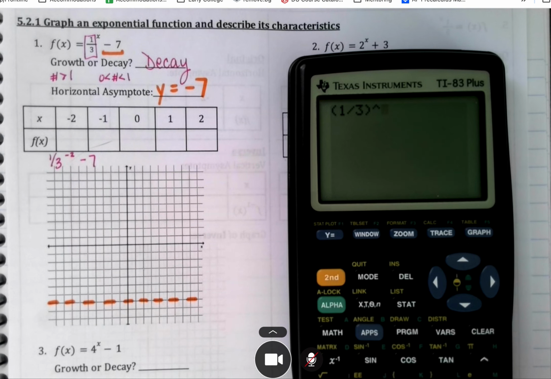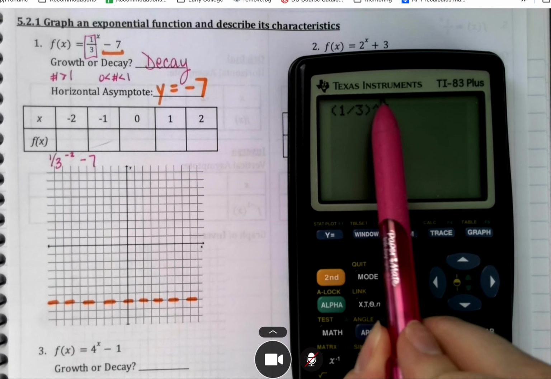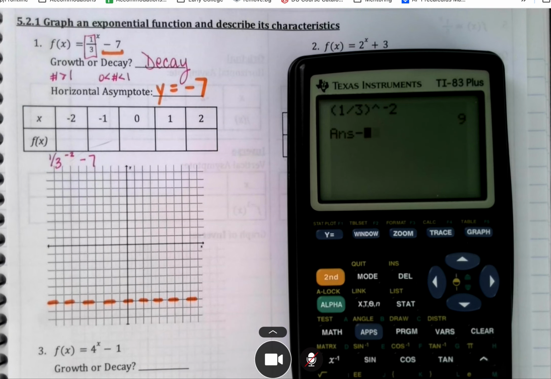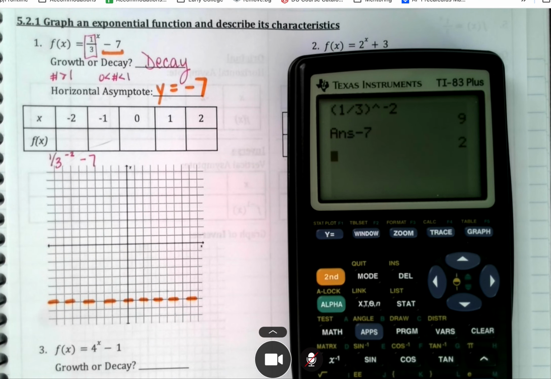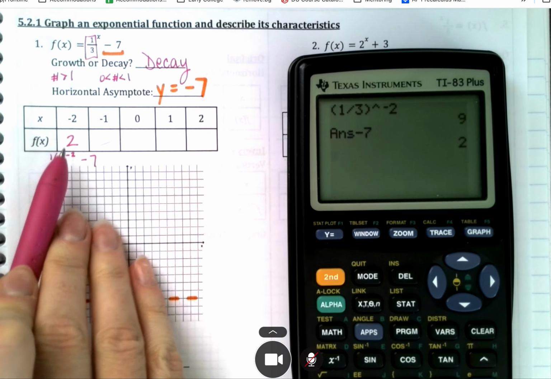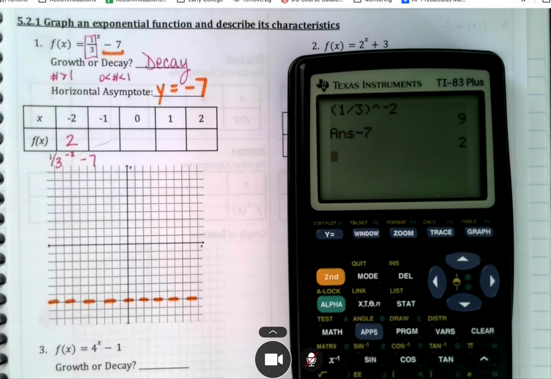Mine is going to look different on my screen. So on yours, your cursor will get to be a little bit smaller in the top. Mine doesn't do that on this one. I just have a different calculator. But my exponent will be -2. So I'm first going to hit enter, and then I'm going to subtract 7 and do it in 2 steps. So I get this, but I don't want to forget that I'm subtracting 7 from it. And so in my table, my output, when I plug in -2, gives me 2. And I'm going to do that for the rest of the table.